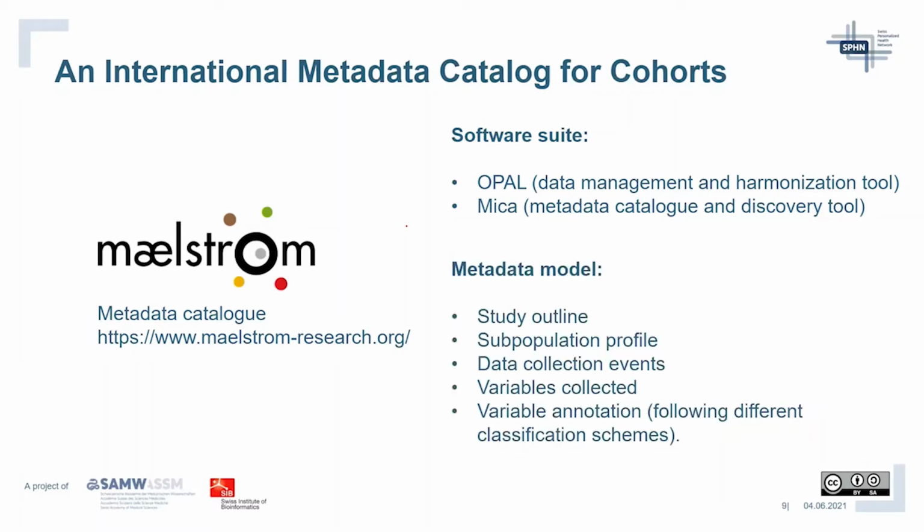On top of that sits a metadata model that allows to describe the cohort study down to the variable level, and with a refined classification scheme that helps to annotate each variable of the cohort. But now, let's dive into the Maelstrom catalog and its functionalities.